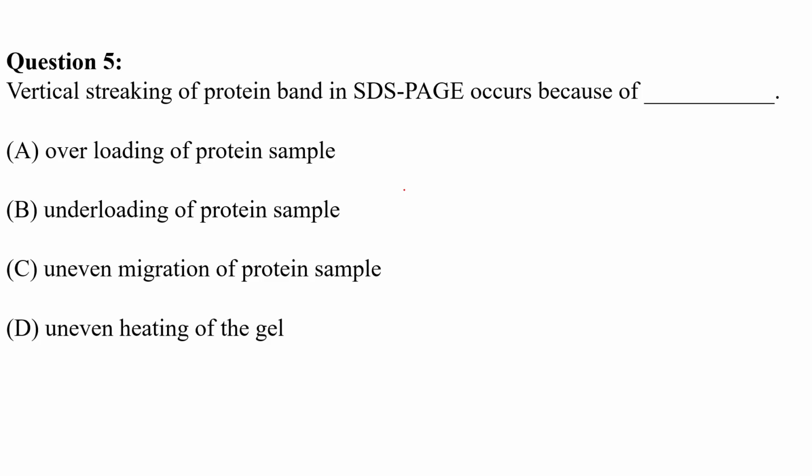By defects, what do I mean? Ideally on SDS-PAGE, we should get one sharp single band like this. For each protein size, we should get single bands like this. But a lot of times what happens? We get a band like this, a band like this, a band like this. Sometimes we get a smear of band. All these kinds of problems occur due to different issues while running the gel.